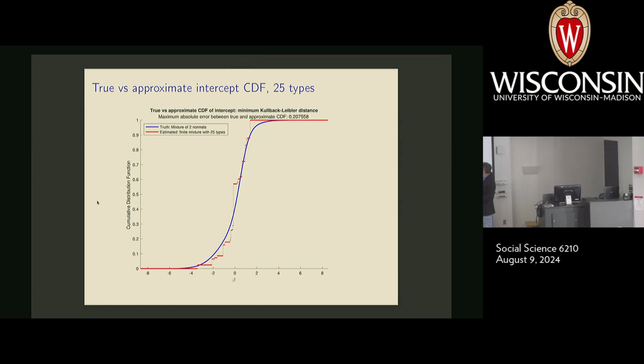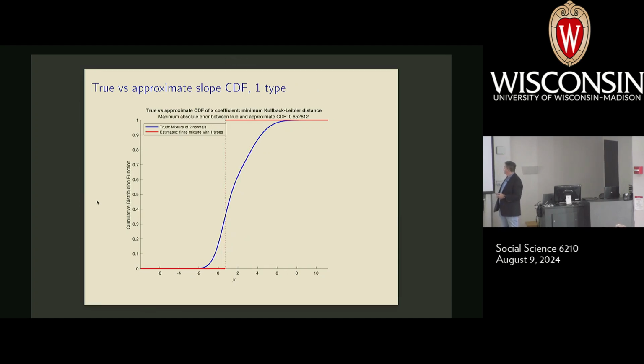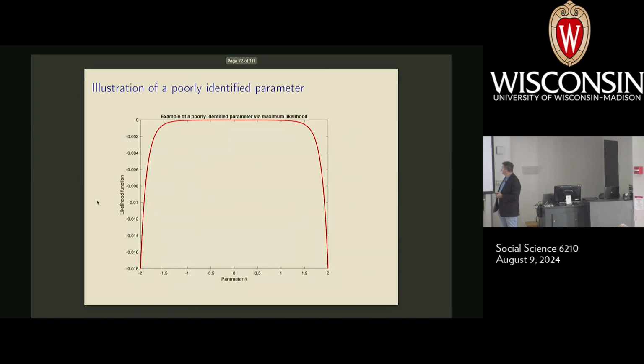But if you look at the maximum difference, even with 25, the maximum difference is 0.2. It's a big difference. A little bit disturbing, right? And what about the slope? Does that do better? Because that has the price identifying variation. Here's 2, 3, 4, 5, 10, 15, 20. Not that much better.